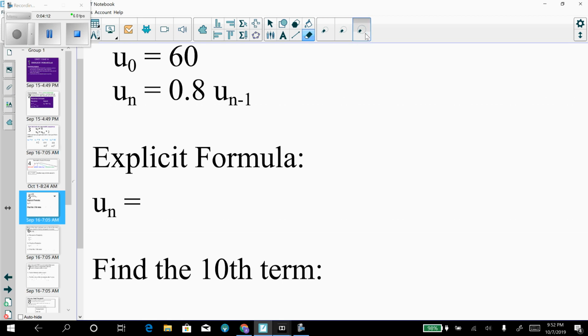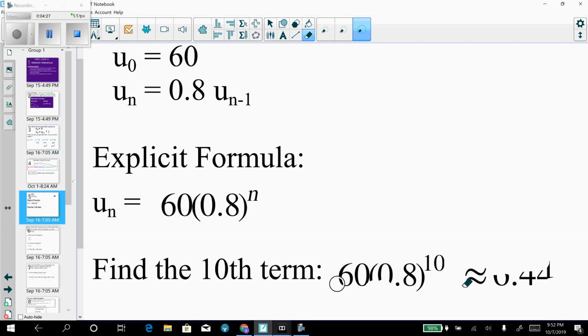All right, welcome back. This is what your explicit formula should have been. You should have had 60 times 0.8 to the n. Your starting amount times your growth or decay rate to the nth power. Finding your 10th term here, 60 times 0.8 to the 10th gives you about 6.44.